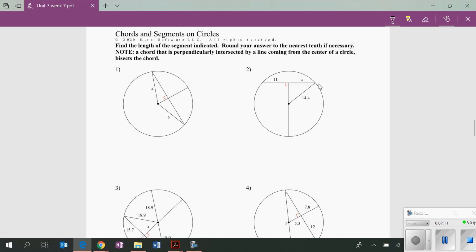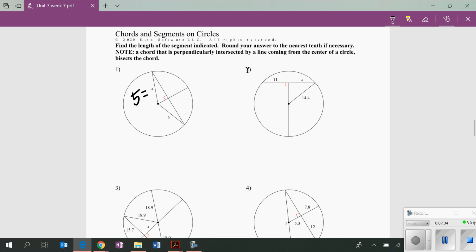Let's talk about chords and segments on circles. So these are things that you should know. Like, for example, here, number 1, from my center to an outer point of my circle, that's my radius. And I'm searching for that length, which is 5.